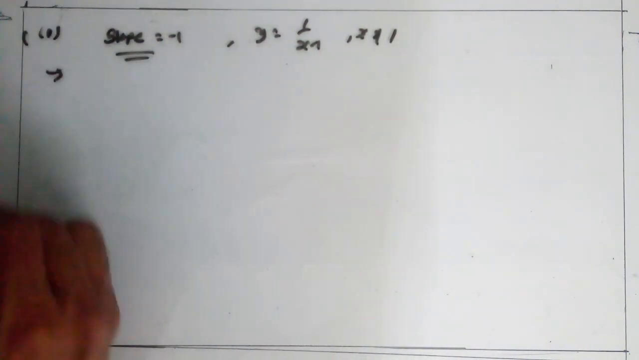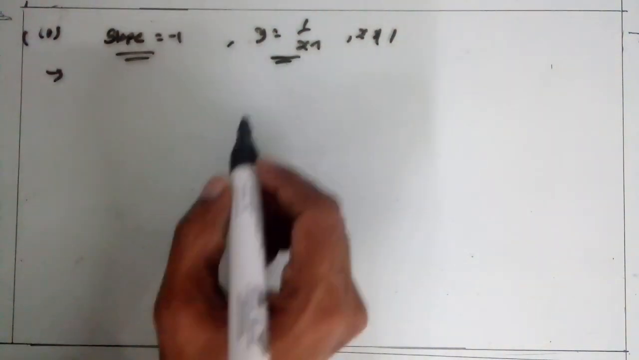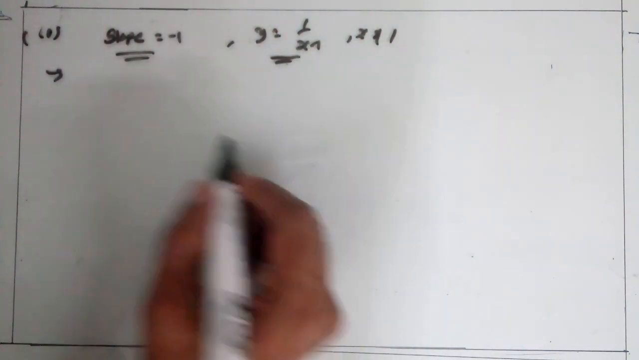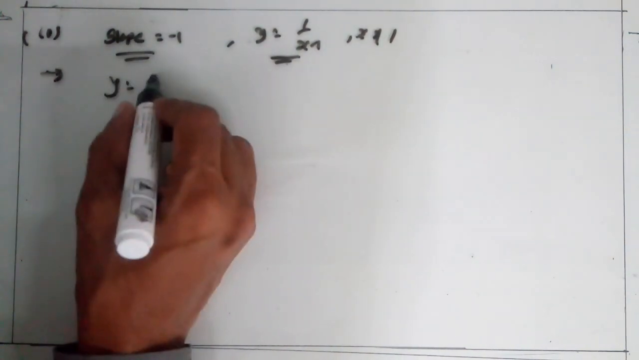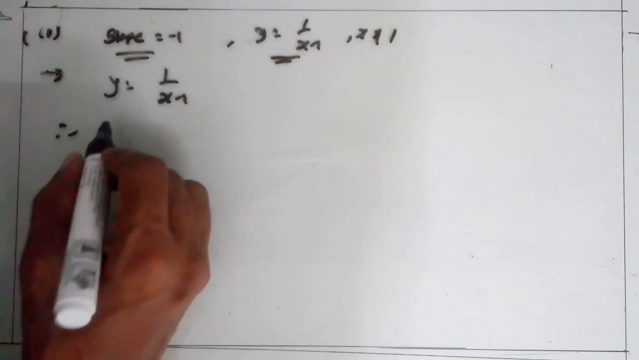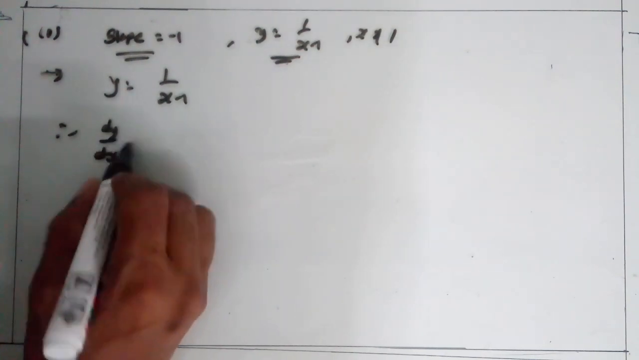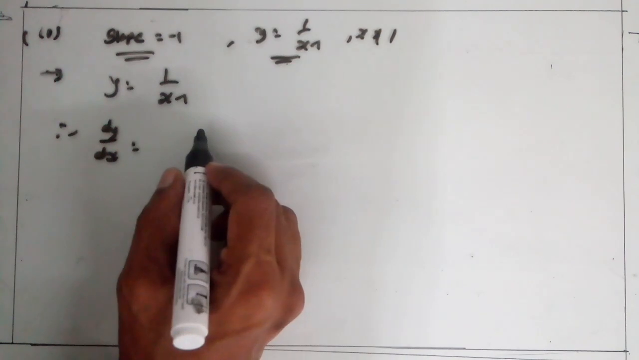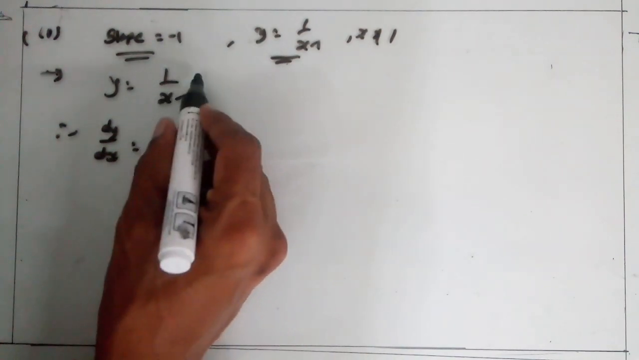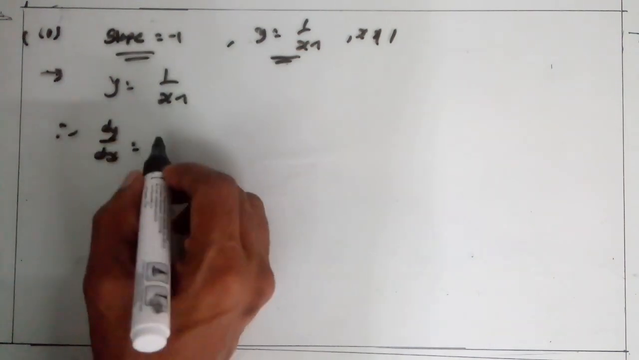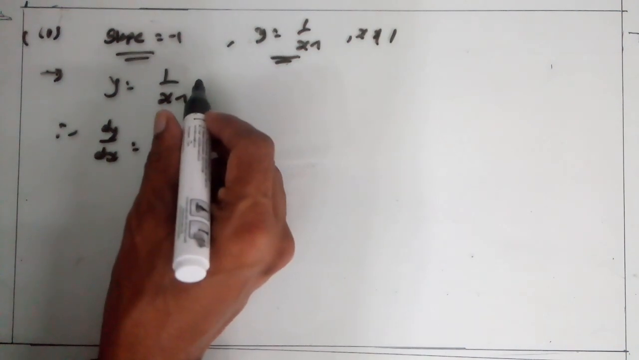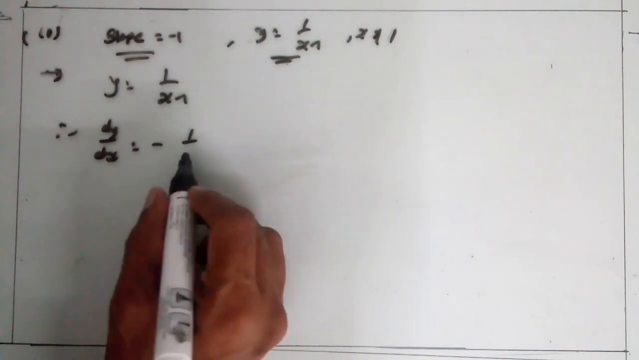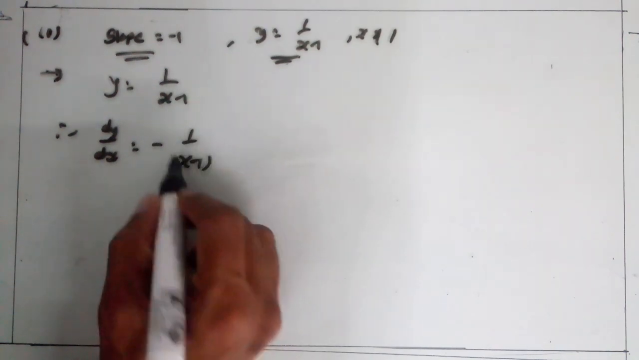Here the slope of the tangent is minus 1 and the equation of the curve is y is equal to 1 upon (x minus 1), and we know how to get the slope of the tangent at (x, y) to the given curve. Here y is equal to 1 upon (x minus 1), which is (x minus 1) raised to minus 1. So the derivative is minus (x minus 1) raised to minus 1 minus 1, that is (x minus 1) raised to minus 2. So dy/dx is equal to minus 1 upon (x minus 1) square. Clear?